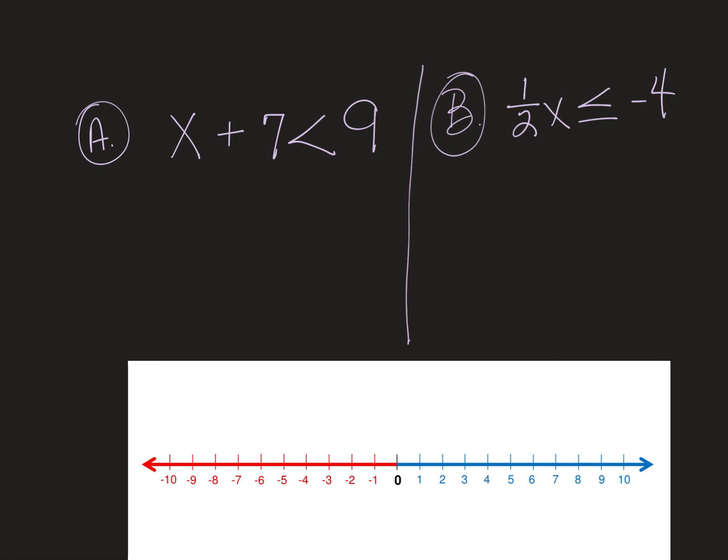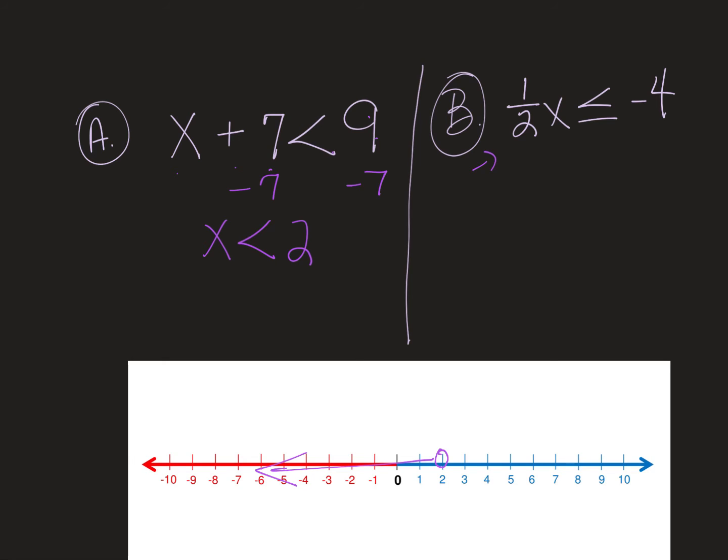Alright, moving on. Let's go ahead and continue to practice a few of these inequalities, okay? X plus 7 is less than 9. The opposite of plus 7 is minus 7. X is less than 9 minus 7 is 2. I come down here to graph. I find the number 2. It is open, and x is smaller than positive 2.